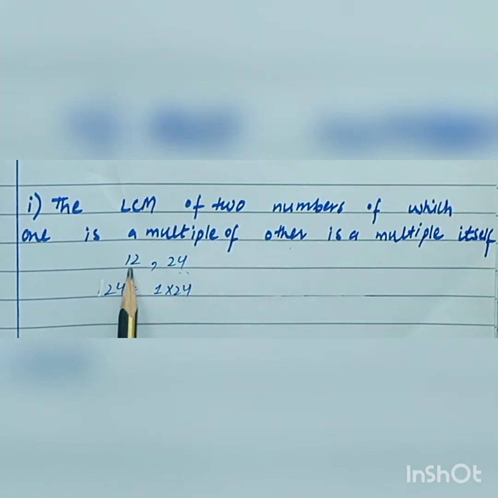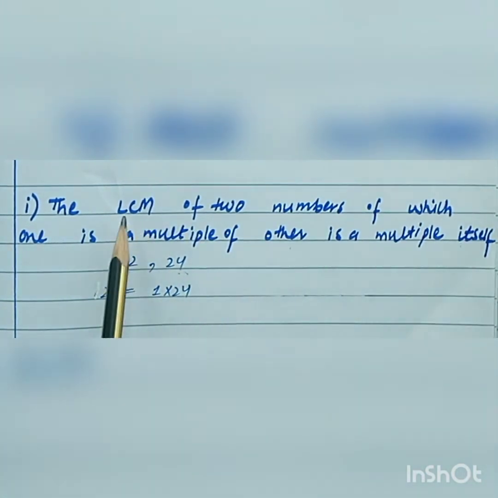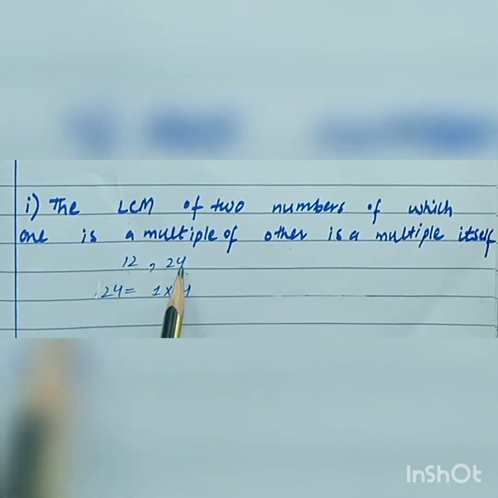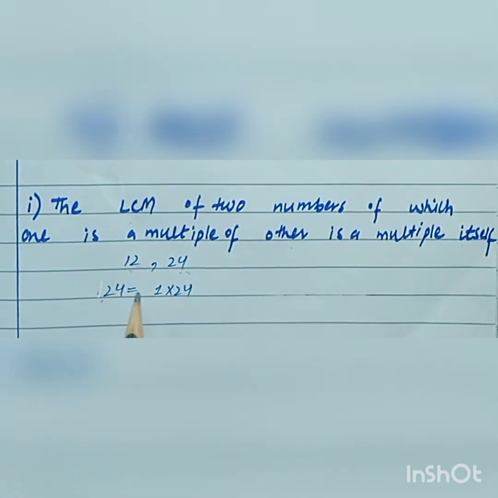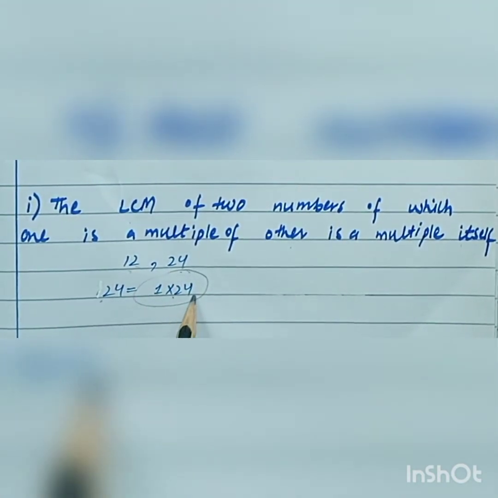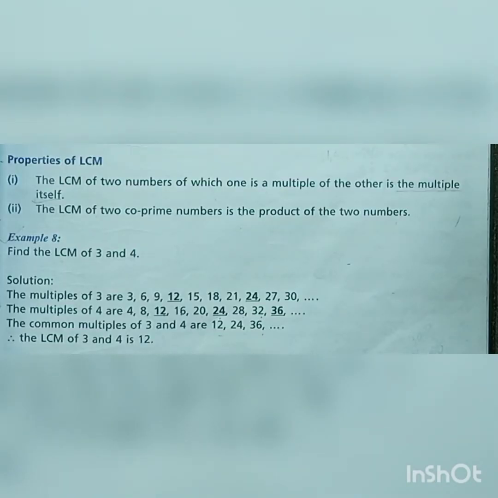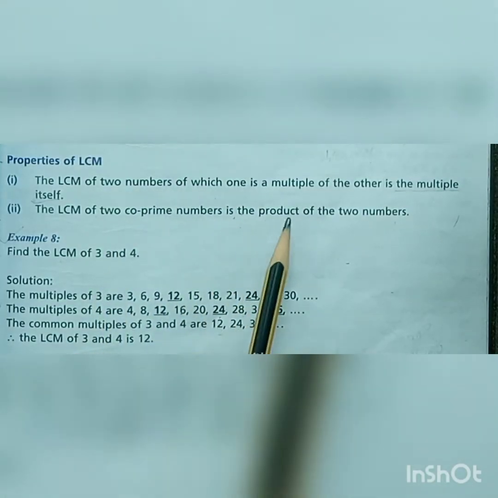24 is a multiple of 12, and a multiple of itself. When you find the LCM of two numbers, 12 and 24, then 24 is also the multiple itself, 1 into 24.